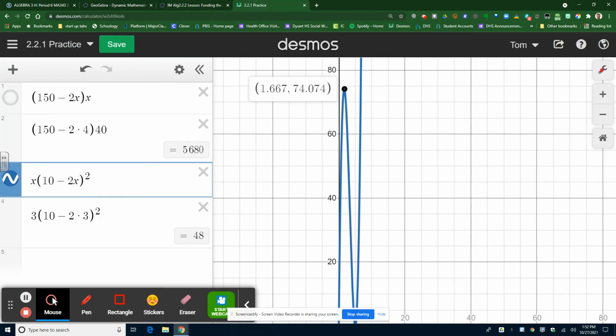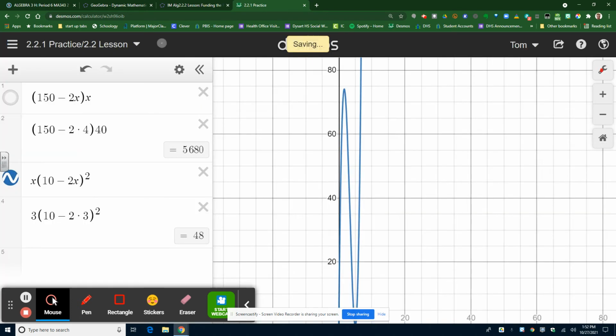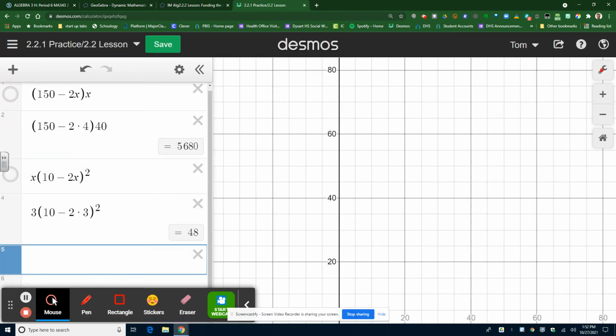I'm going to change the name of this. We're going to also be doing 2.2 stuff in here. So let's see if slash works. 2.2 lesson. And I'm going to turn this one off. Scroll down here. If you made a new file, that's fine too.